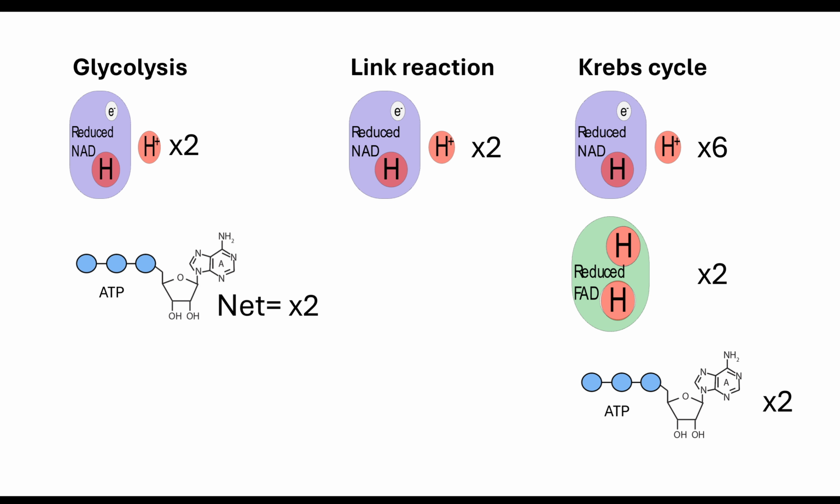And from the Krebs cycle, what we are getting is, through that process of the oxaloacetate being converted into citrate and the citrate then being regenerated back into the oxaloacetate, we end up with 6 reduced NADs because we had 2 acetyl groups from 1 glucose molecule. We have 2 reduced FADs and we end up with 2 ATP molecules. So it's really important before we move on to the final stage of aerobic respiration that we know what our end products are.